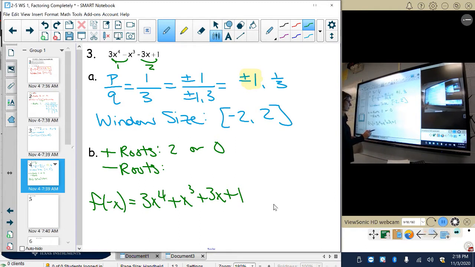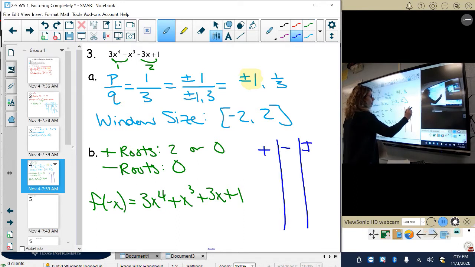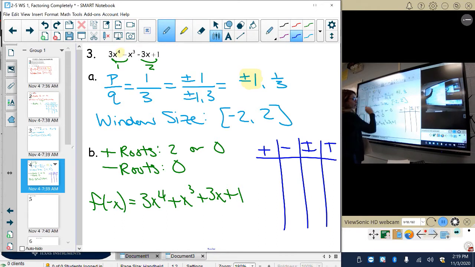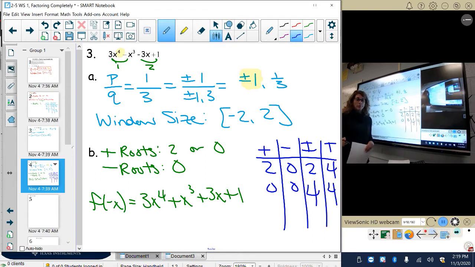Now what that means is I count my sign changes and there are none. So that tells me I have positive, negative, imaginary, and total. Well, my total has to be 4. So that means I'm going to have 2 paired with 0 and 0 paired with 0. And that has to give me a total of 4. So that means I have 2 imaginary or 4 imaginary.